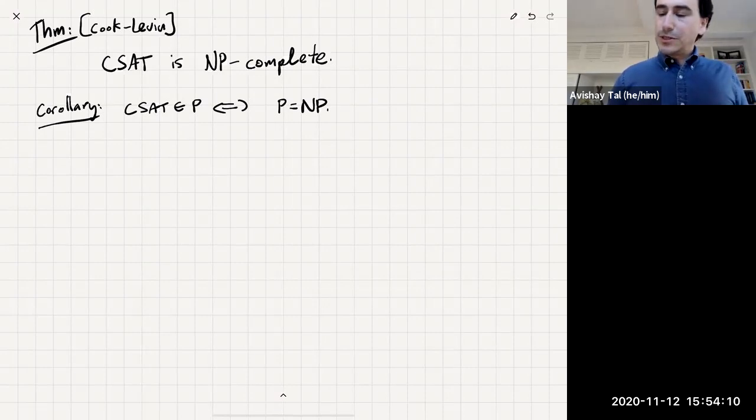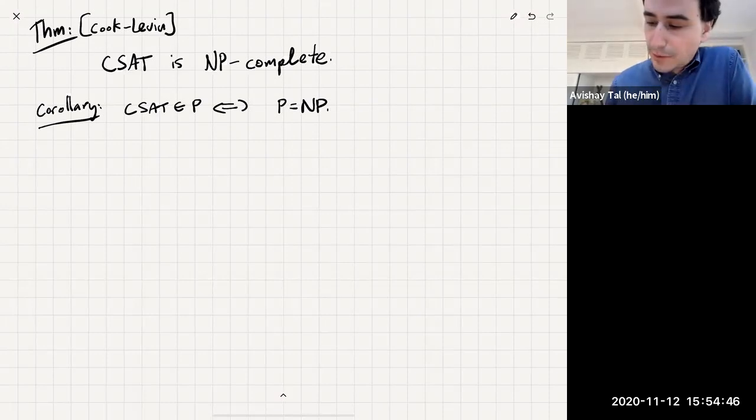Okay, so I wanted to mention one corollary, which is a simple corollary, but I think it's very important to state. And this is the following. So we established that CSAT is NP complete. So I want to claim that this is the same as saying that the question of whether P equals NP is equivalent to the question of whether there's an efficient algorithm for CSAT. Okay, so CSAT is in P if and only if P equals NP. If P is different than NP, then CSAT is not in P.